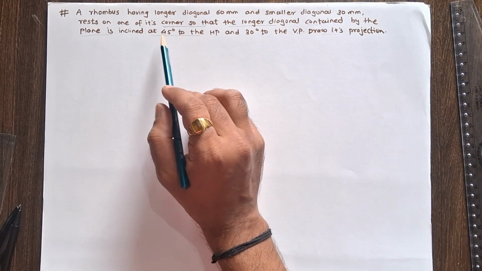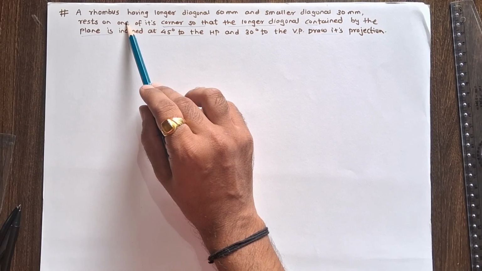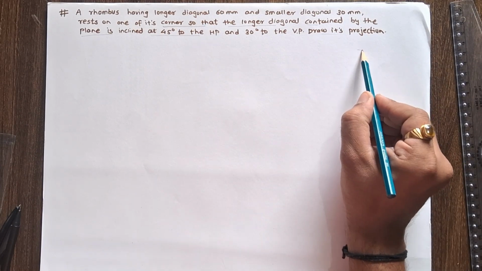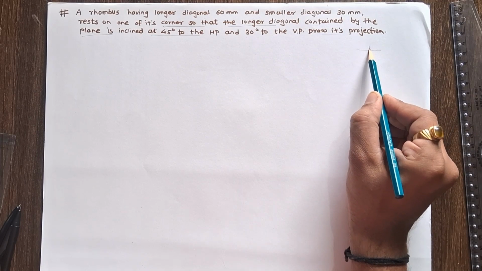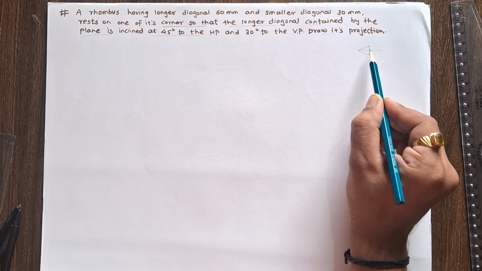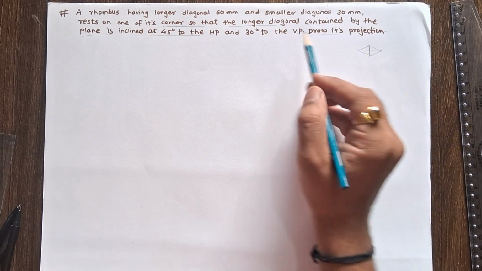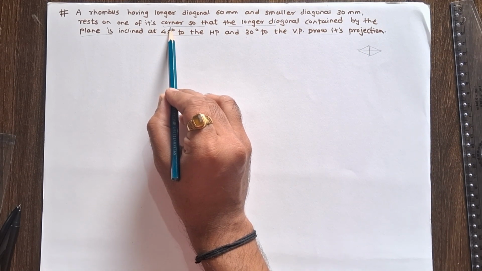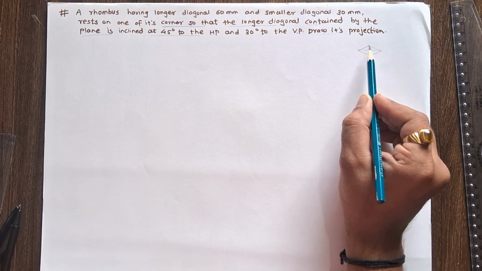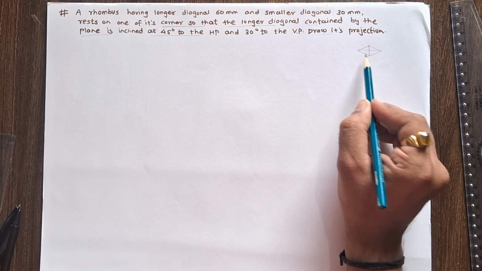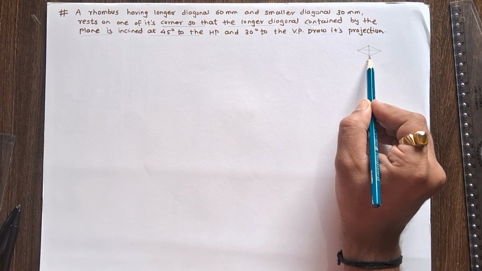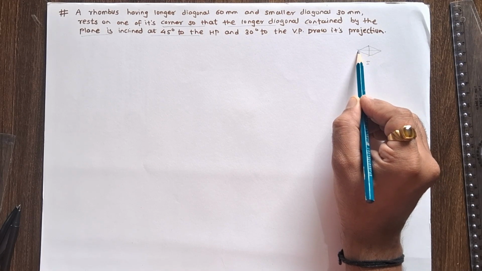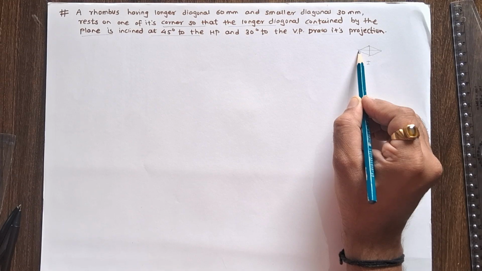Now, in this problem, the rhombus plane is given and its dimensions are given. The longer diagonal is 60 mm and the smaller diagonal is 30 mm. So this is a rhombus and the condition given is that it rests on its corner in the HP, so in stage 1 we assume that the plane is completely in the horizontal plane and its longer diagonal corner is at the left hand side.